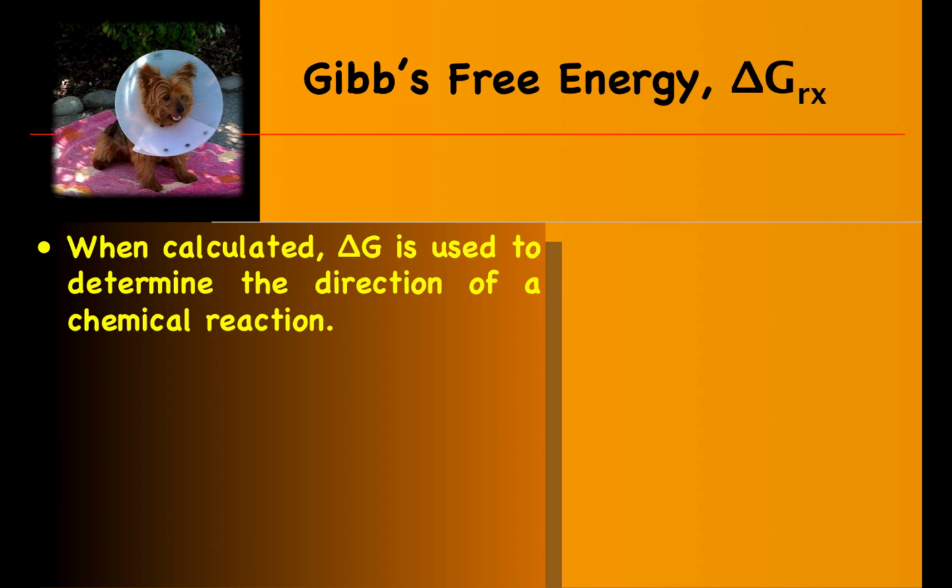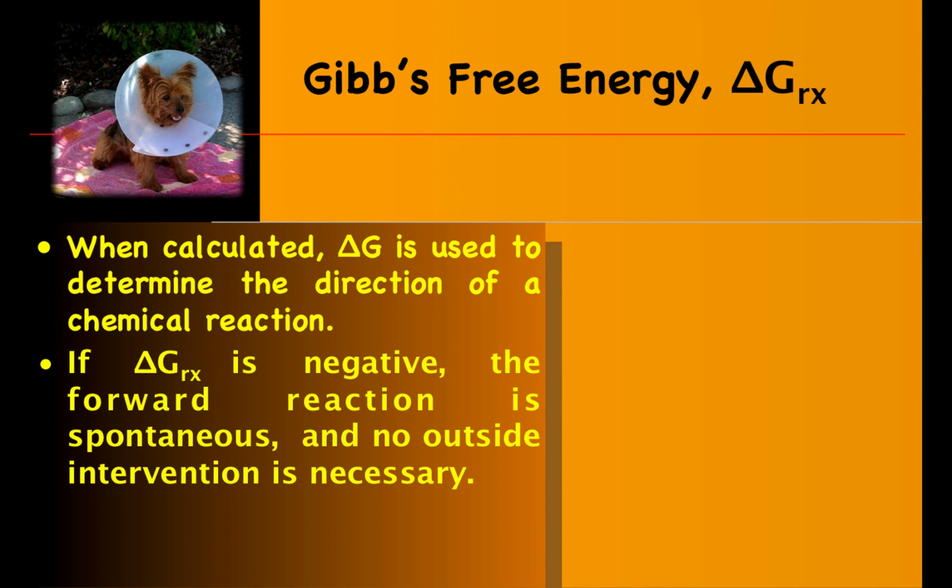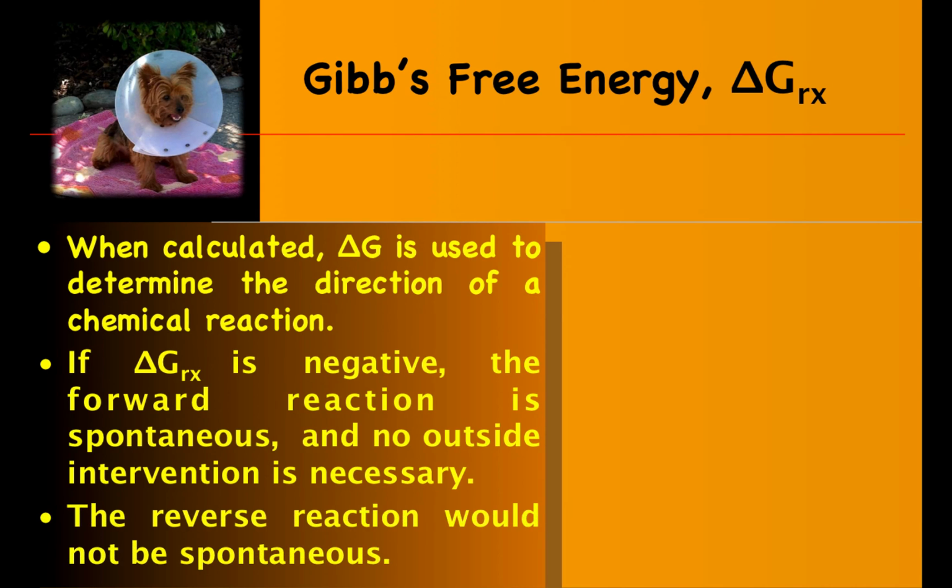When calculated, delta G is used to determine the direction of a chemical reaction. For example, if delta G is negative, when you plug it into that formula, if you get a negative number, that means that the forward reaction is spontaneous and no outside intervention is necessary. It also means that the reverse reaction would not be spontaneous.